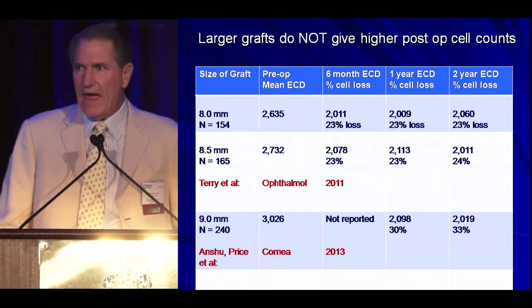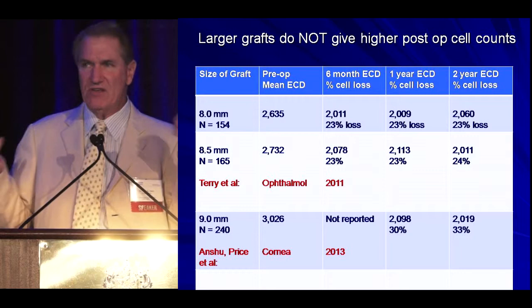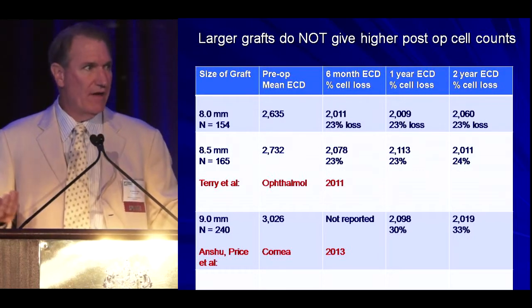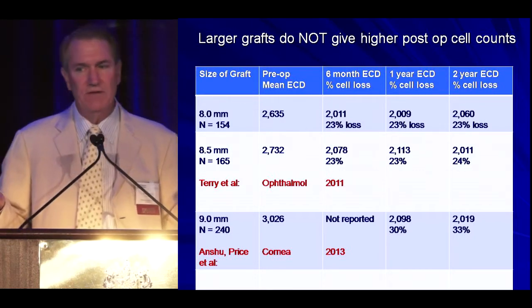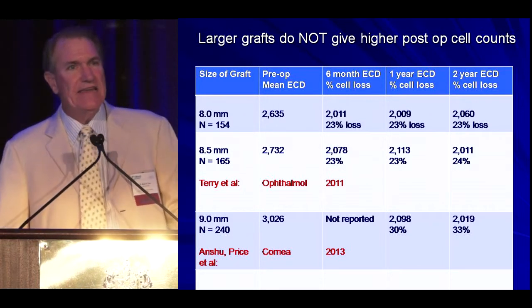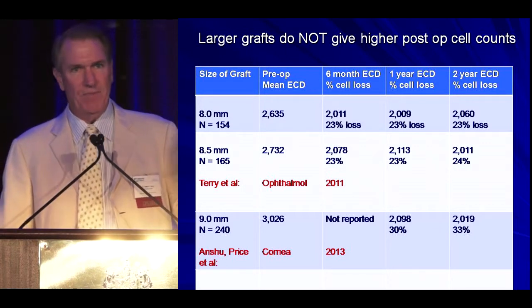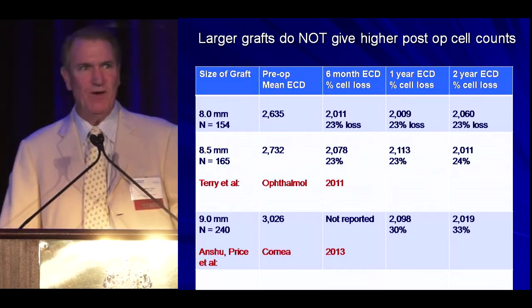Is it really important to have a big graft with lots of cells that go inside the eye? Is that better than having a smaller graft with less cells that go inside the eye? Does that mean anything in terms of survival of cells in the first few years after surgery? And indeed, it does not. Bigger is not better with DSAEK surgery. I apologize to all the men in the audience, but bigger is not better.